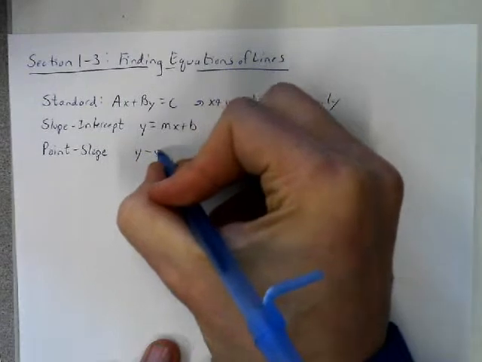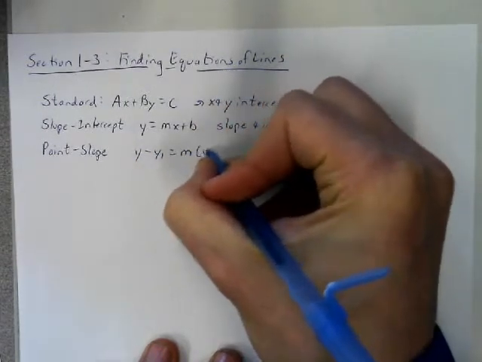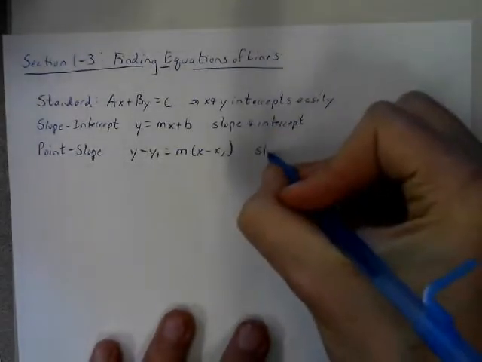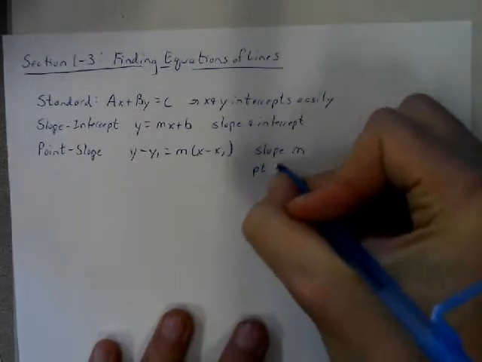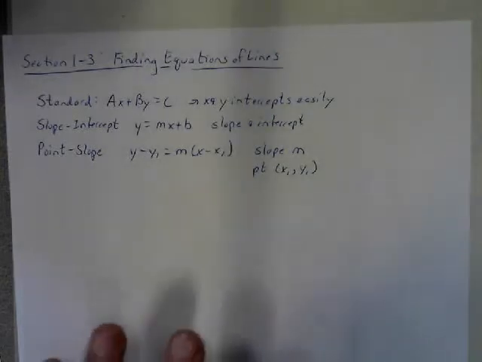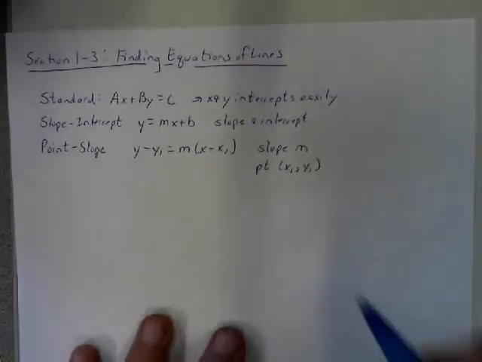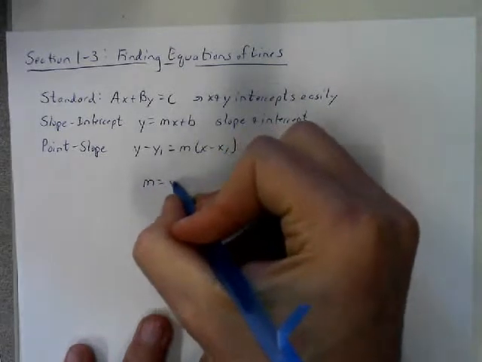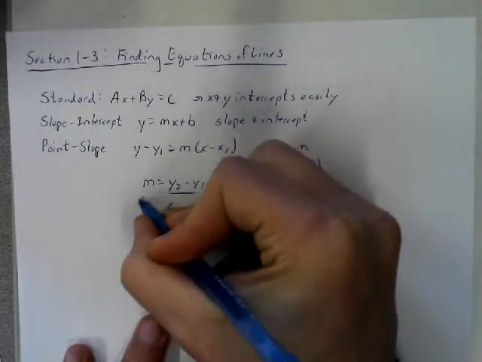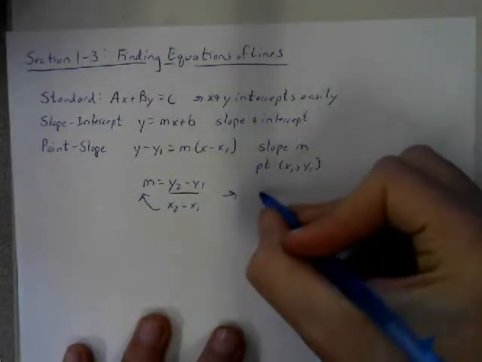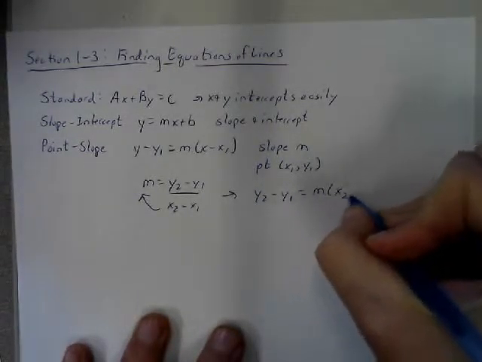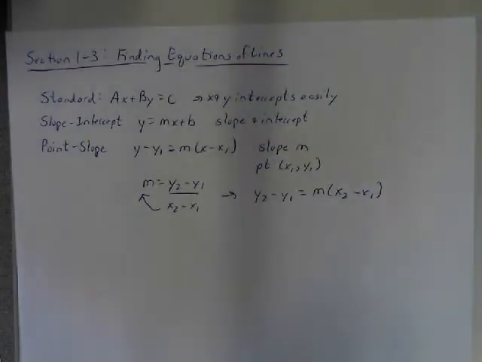And it looks like this. It's y minus y1 equals m times x minus x1. It makes a whole lot of sense. There's a slope, m, and the point, x1 comma y1. If you look at the actual form, it should be very obvious to you why this form works. We know that slope equals y2 minus y1 over x2 minus x1. If we multiply this to the other side, we get y2 minus y1 equals m times x2 minus x1, which is where point slope comes from.